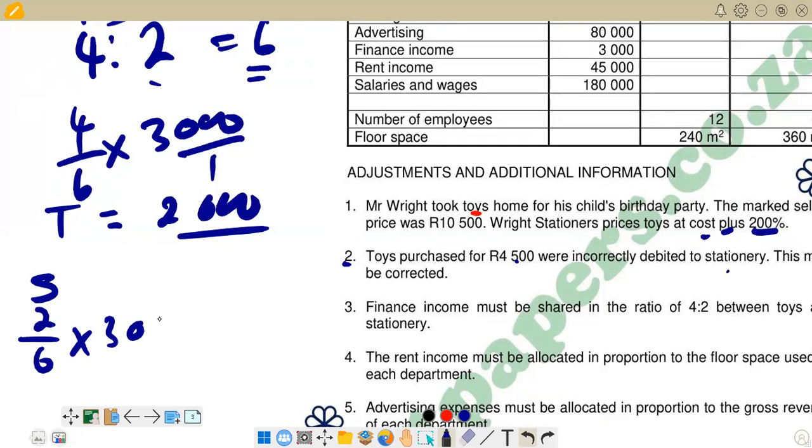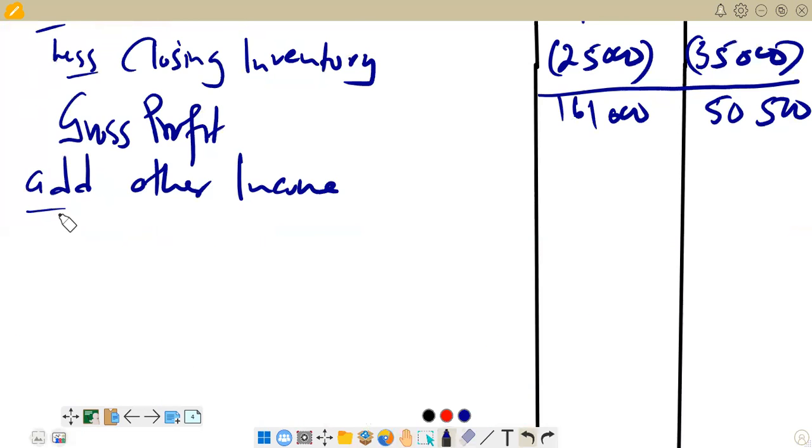If you multiply by 3,000, obviously you get 1,000. So this is the difference that we have between toys and stationery in terms of finance cost. So these are the figures that we're going to enter there. So basically, we are just going to say finance costs.